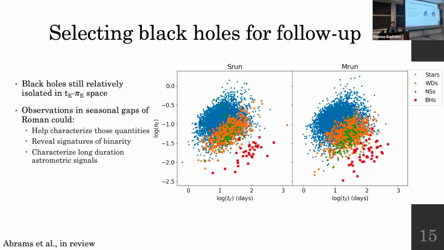So potentially we would want to follow these black holes up in between. Roman could look in the seasonal gaps to potentially help characterize those quantities, and we might want to follow those up further and therefore still be able to select them. If Roman were able to look in the seasonal gaps, it could perhaps reveal longer-term signatures of binarity. It could also characterize longer duration astrometric signals.